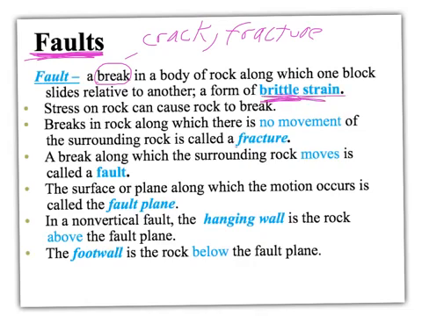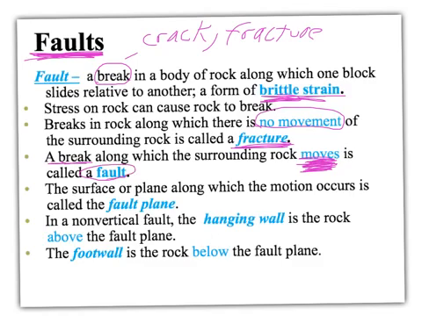Now, usually fracture refers to when there is no movement of the surrounding rock. The rock just breaks. You get a crack that goes through it, and nothing big happens. If we have one of these breaks, one of these cracks, and then the surrounding rock moves, the way that surrounding rock moves gives us a fault.